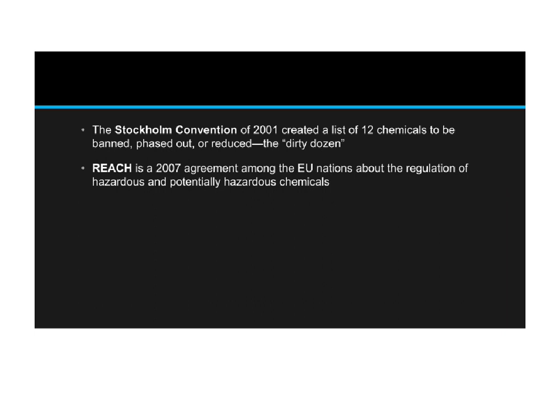The Stockholm Convention of 2001 created a list of 12 chemicals to be banned, phased out, or reduced. They called these the Dirty Dozen. The Dirty Dozen included DDT, which is already banned here in the United States, and PCBs, which are used in chemical manufacturing and plastic manufacturing, which are regulated here in the U.S., but they haven't been banned or phased out.